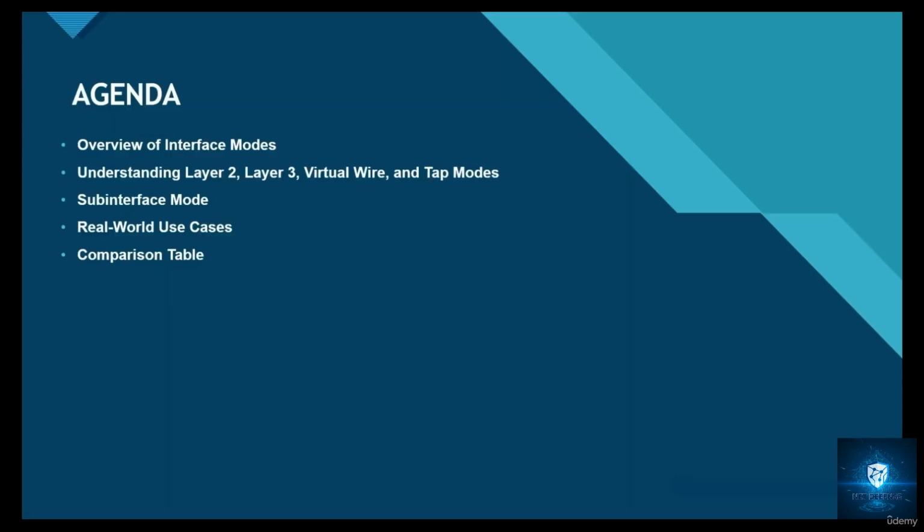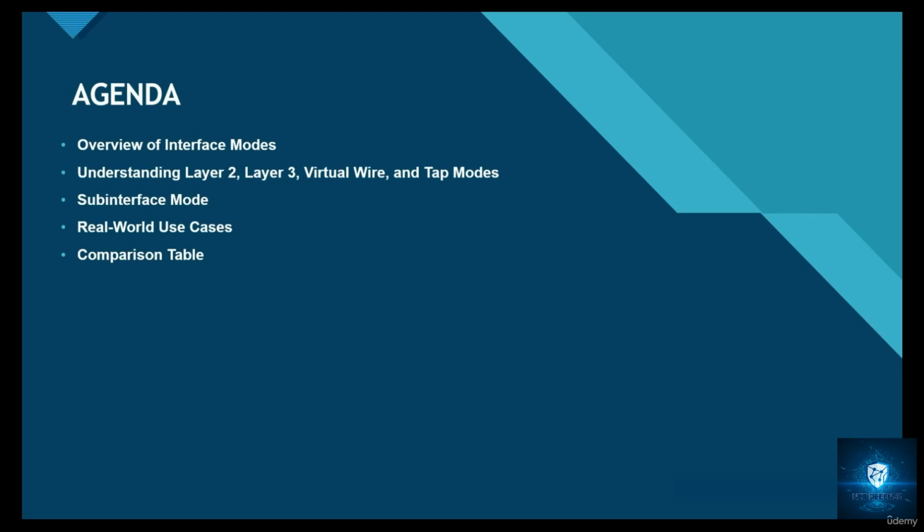Okay, next is the tap interface mode. When we discuss the tap interface mode, this mode allows passive monitoring of your network. The firewall receives a copy of the traffic, but it does not interfere with the network flow. How it works is, it does traffic duplication. The firewall listens to the traffic without being part of the data path, and also you can do monitoring and analysis. Any administrator can analyze the network traffic for security insights.